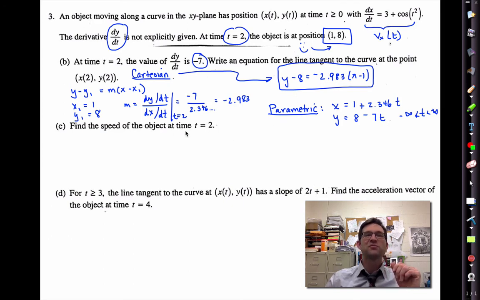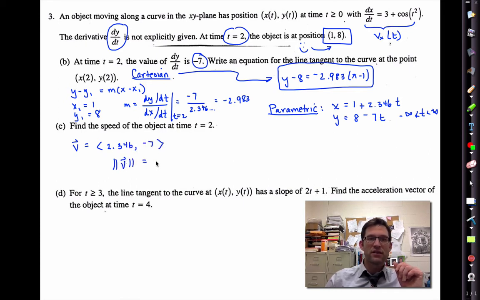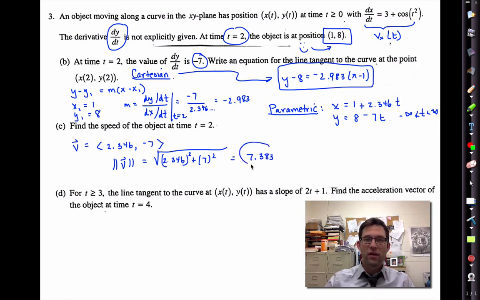Find the speed of the object at t equals 2. Well, we already know what the velocity vector is, right? It's 2.346 comma -7. So the speed's pretty easy. We'll just find its magnitude. Ugly because we have to square this one, this one, add them together, take the square root, etc., etc. Not very interesting, but it comes out to be 7.383.